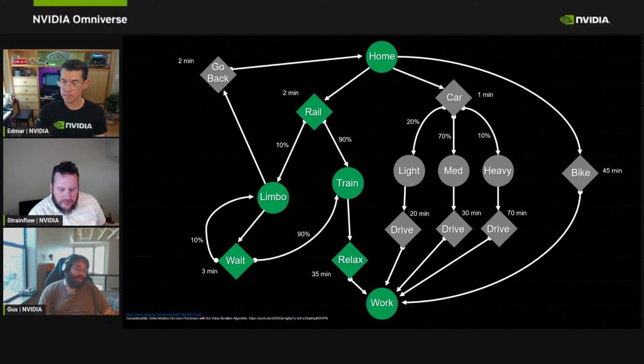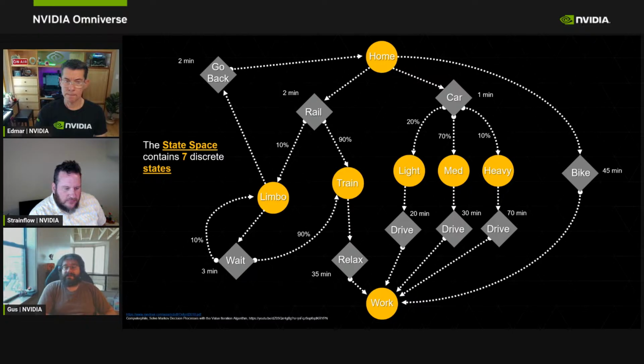So when we're talking about doing reinforcement learning, we're talking about trying to understand what actions we should take where. There are 7 discrete states that we encounter in this environment. So our MDP, this Markov decision process, in this case is describing our environment and how the interactions between our actions and the observations evolve over time. The states are what you encounter after you take those actions. So home, limbo, train, light, medium, and heavy traffic, and being at work. These are the states of our space.